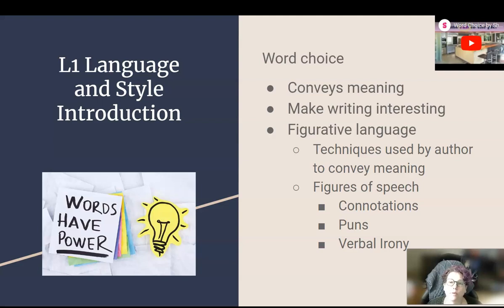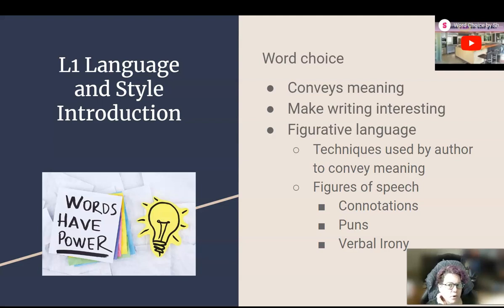Okay, so remember that your word choice does convey your meaning, and you have to make sure that whatever words you're choosing to use convey the meaning that you want them to convey. So that is what the author or a writer thinks about when they are writing, whether it's an article for the newspaper, an informational essay, a short story, or a novel. They have to convey the meaning that they want to convey, and word choice is very important for that.